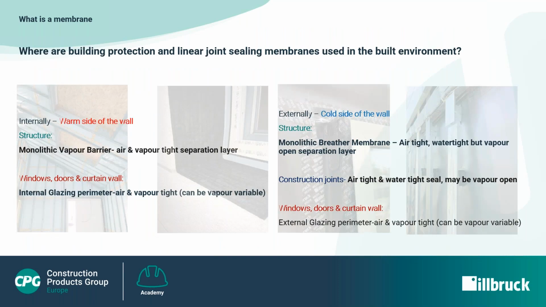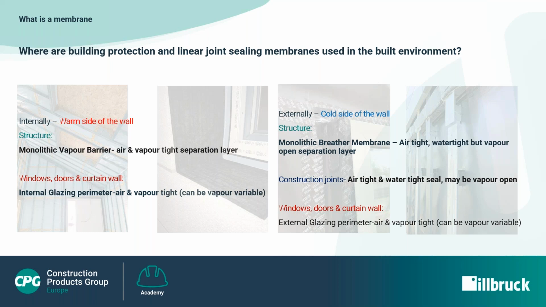Membranes that are used internally and externally. Internal membranes, often structural monolithic membranes, are applied to the structure to create a separation layer that is air and vapor tight. A monolithic air and vapor membrane provides a proofing layer to the structure and is sealed with a tape and often a system adhesive for optimized functionality.